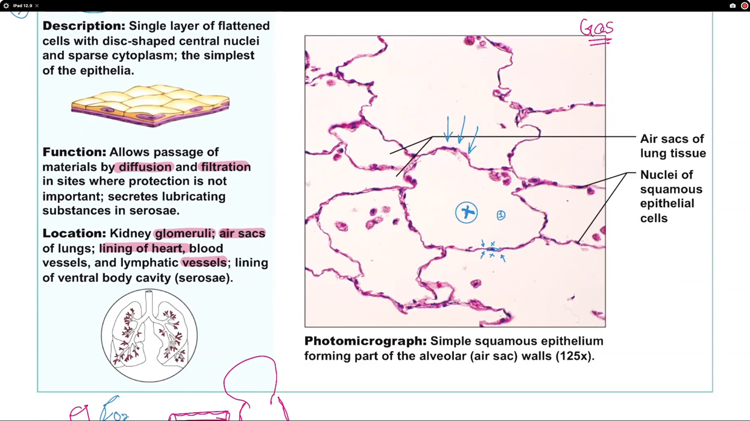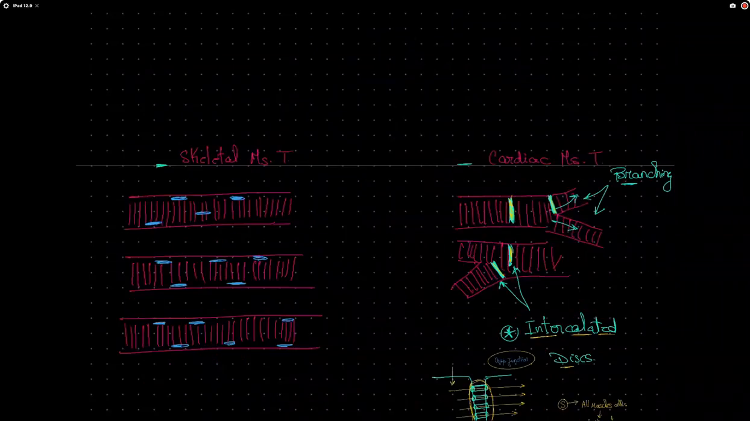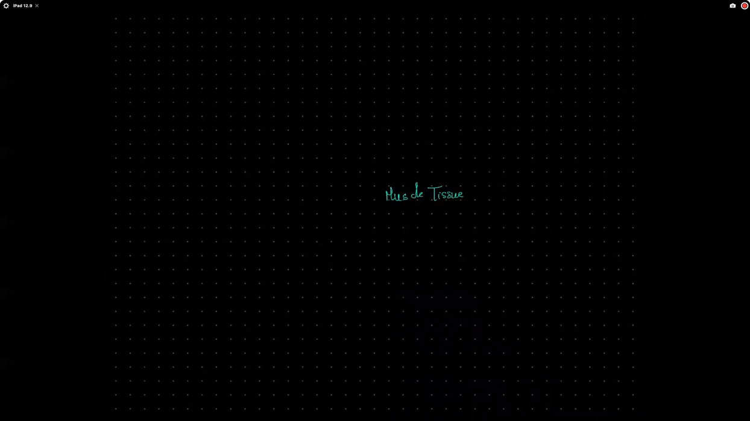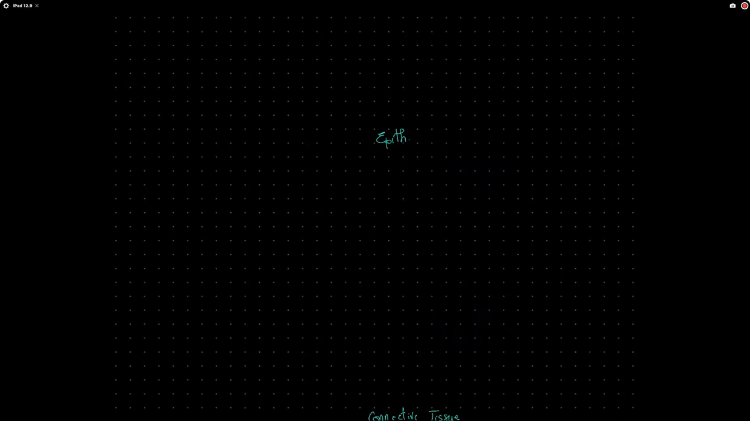So a quick review of what we've been discussing. If you remember, we've discussed the epithelium. First, we've got 4 types of tissues. We've got the epithelium, connective tissue, muscle tissue, and nerve tissue. So if I'm looking at a slide, the very first thing I need to know is whether I'm looking at epithelium or connective or muscle or nervous tissue.